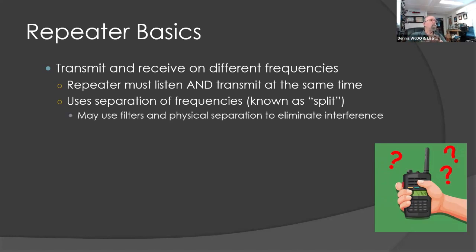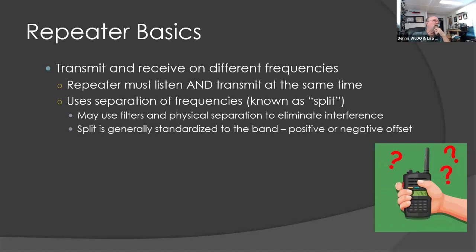We might also use filters to separate the transmit and receive. We might use separate antennas that are separated by distance. The transmitter and receiver might be separated by miles and linked together somehow. That's all to eliminate interference. Most repeaters that are co-located on a mountaintop may use one antenna for transmit and receive, but use filters to allow both to use the same antenna, and those filters are very good. You don't want your transmitter taking over the receiver, what we call desensing the receiver. So that's why we use filters and physical separation, maybe separate antennas, however we do it.